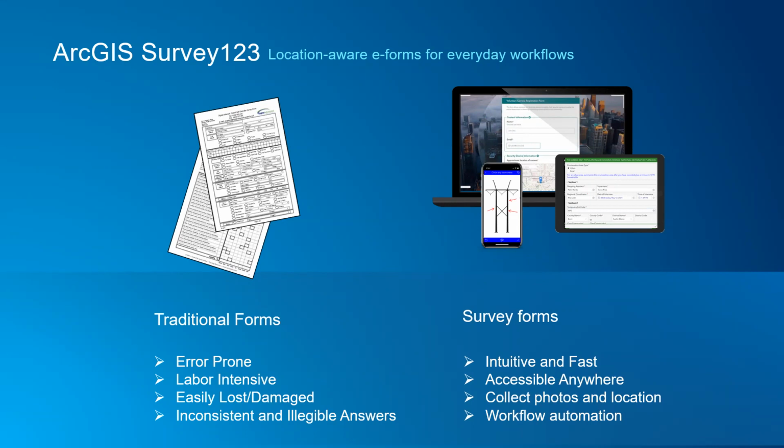And you can see in this slide that traditional paper forms are error prone. You've got to re-enter the data digitally if you want. They can be lost. You might not be able to read them. All kinds of things like that. Whereas online or digital survey forms can be more intuitive and fast. They can be accessed anywhere really, and we'll talk about that. They can collect more than just checkboxes and text. They can collect photos and of course location, and really help you automate your workforce.